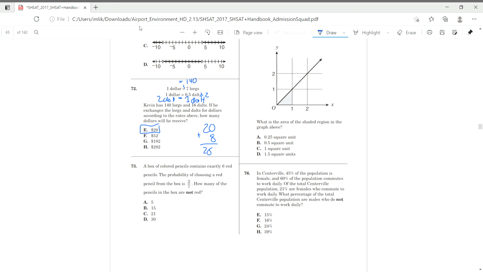Basically, always convert everything into whole numbers and then do it. I got my dollars by dividing 140 by 7. I got my dalts by dividing 16 by 2 to get the dollars. So that's 28, and then I added them up together.